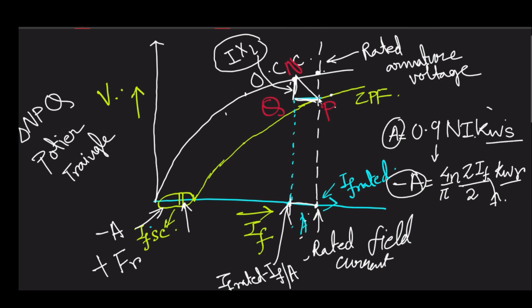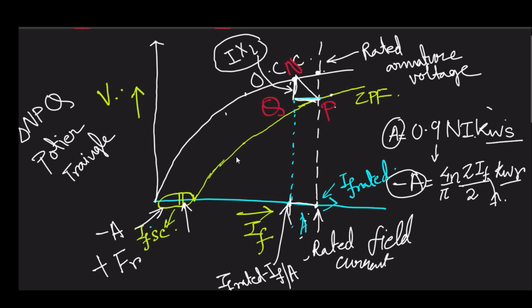Okay, so here this is our Potier triangle. How can we construct this Potier triangle? It is very easy. You need to experimentally construct two curves. One is your open circuit characteristics curve, and another one is your zero power factor characteristics curve.